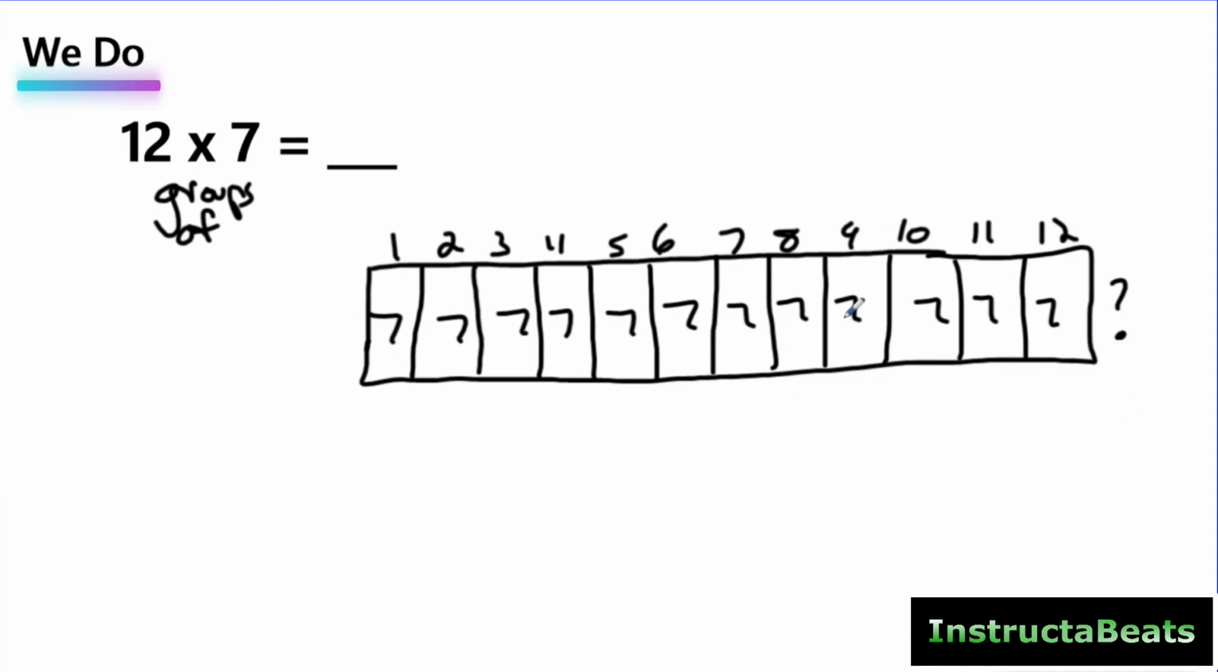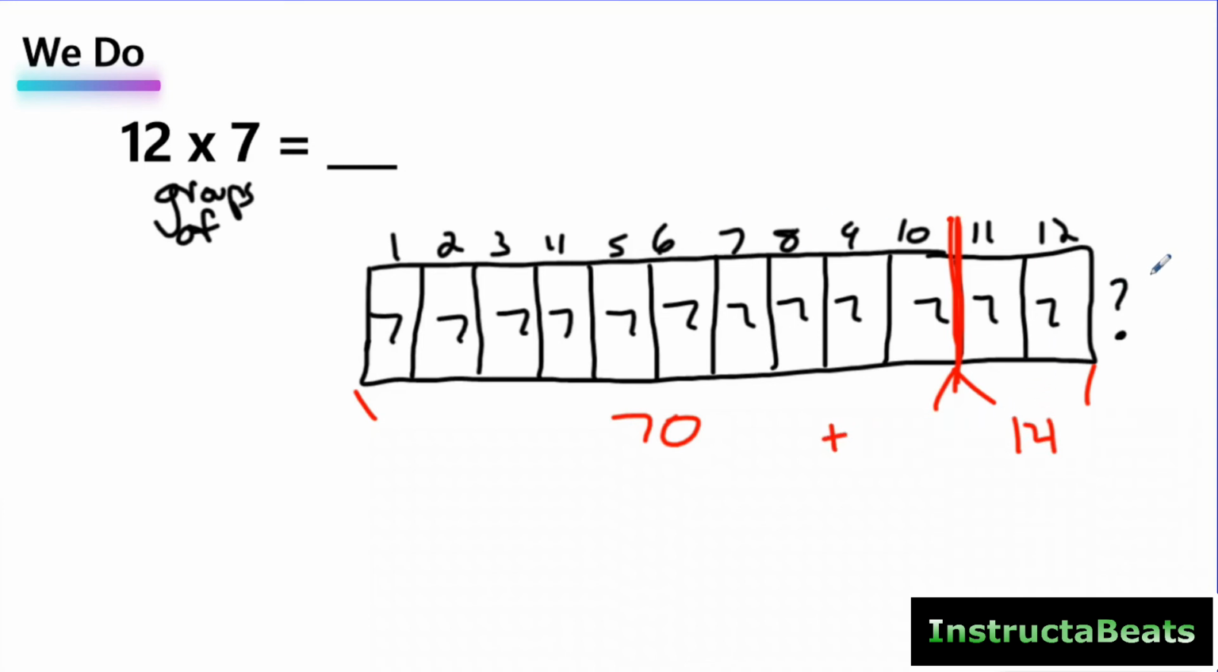So I know I can multiply anything by 10, right? Because I just kind of add a 0. So I'm going to split this into 10 groups of 7. And 10 times 7 I know is 70. And then I have 2 leftover groups of 7, which is going to be 14. And so now to find the total, all I do is I add those together.